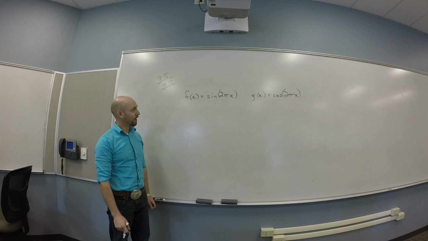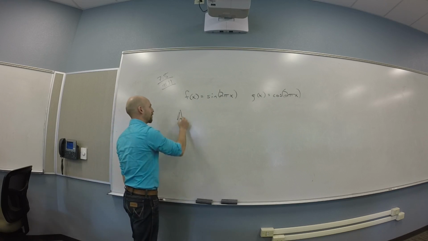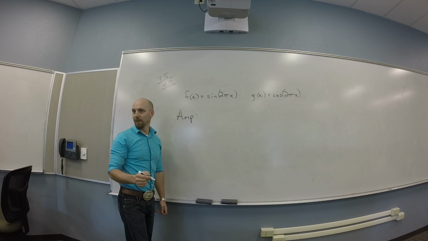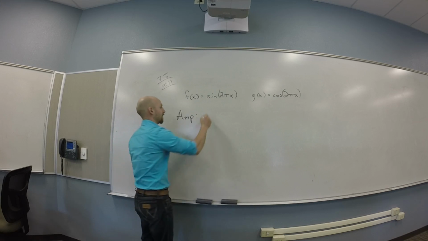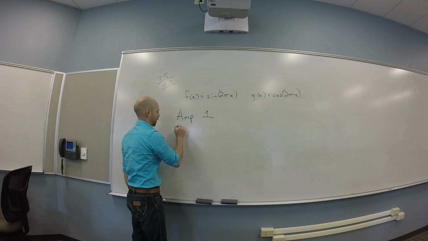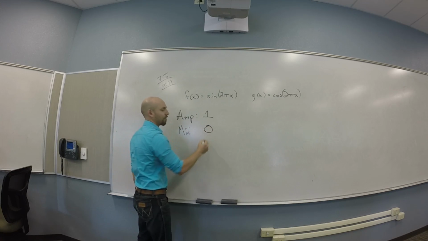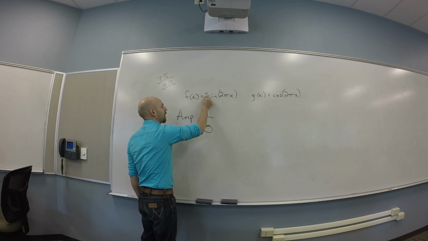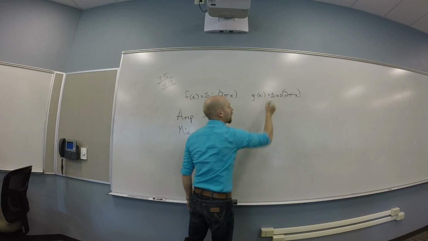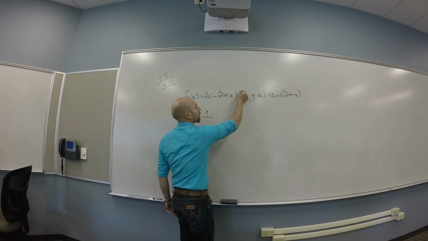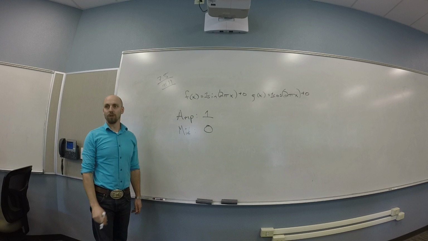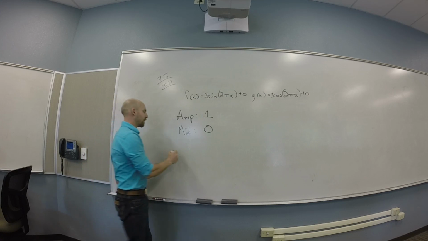Okay, so amplitude, midline, those should be easy. So amplitude for both of them is 1. And midline is 0 for both, right? Because the vertical shift is 0 and the coefficient on this thing is, right, 1 and 1. Maybe to make most obvious. Cool, those? All right, and then your period.